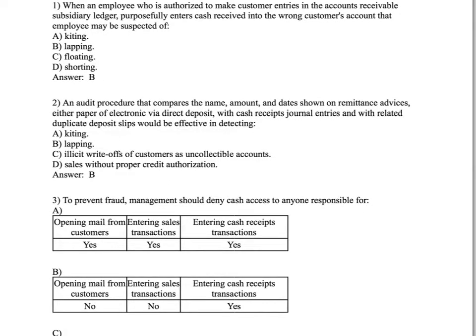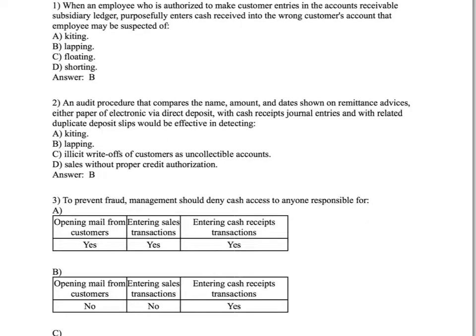Number 1, when an employee who is authorized to make customer entries in the accounts receivable subsidiary ledger purposely enters cash received in the wrong customer's account, that could be an example of lapping. So we've talked about lapping, where somebody's taking money from one and then when the money comes in, putting it in the other account so they continually kind of have cash in their pocket throughout this process.